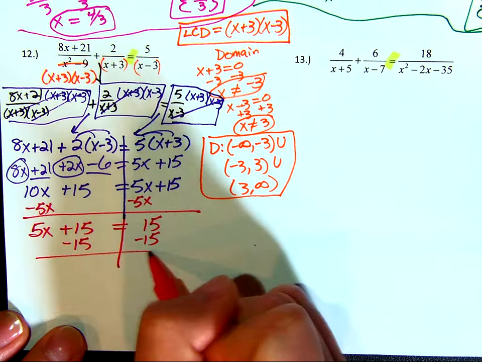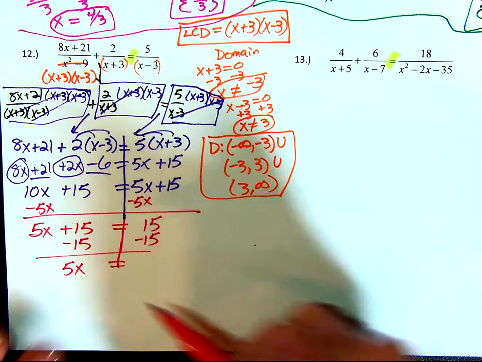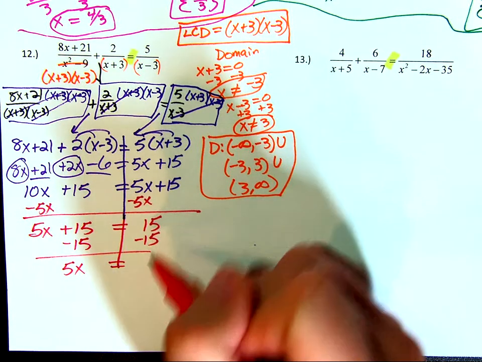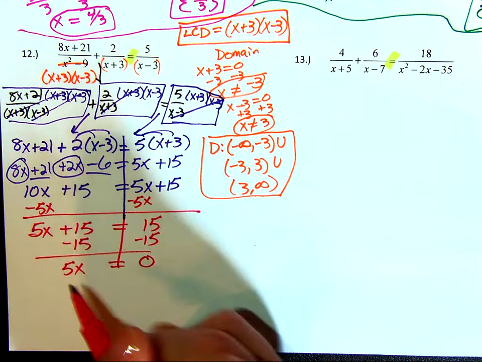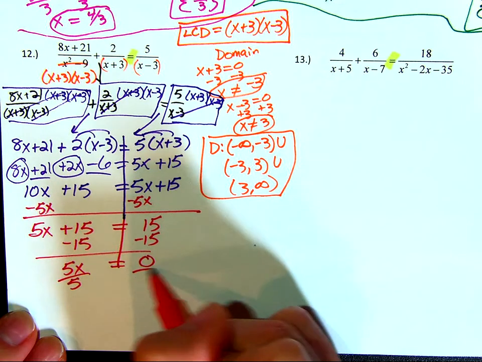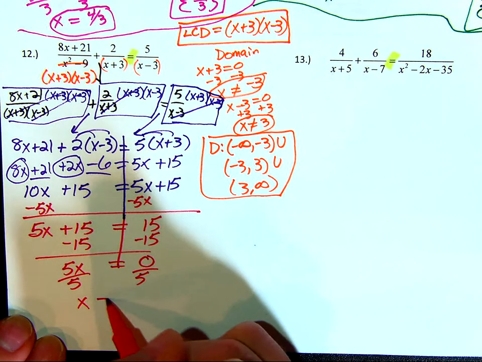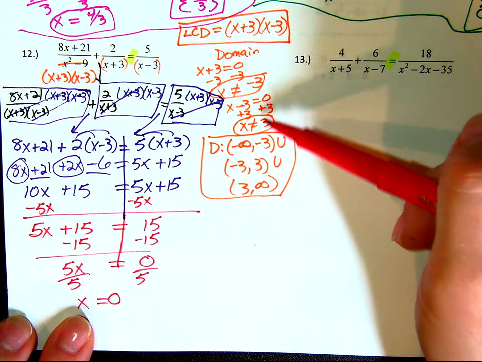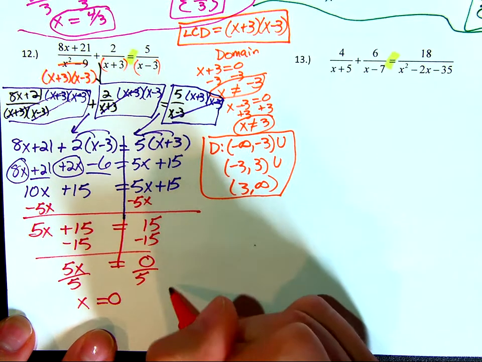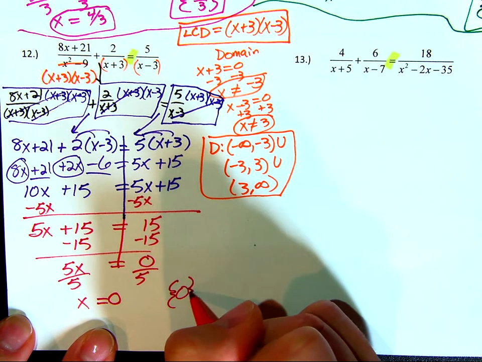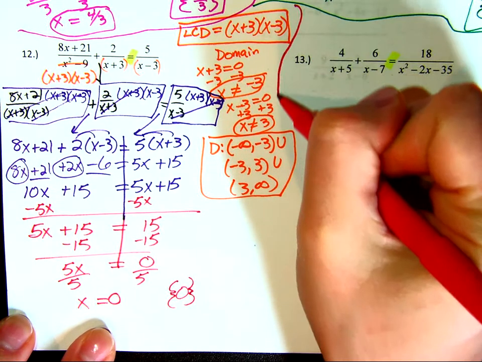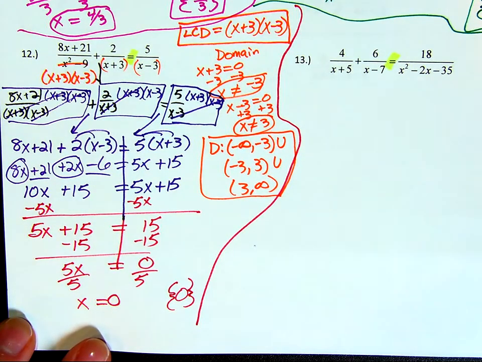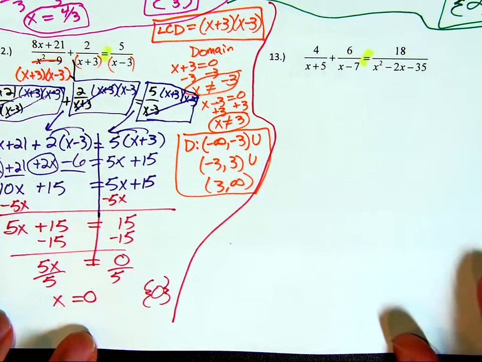5x equals, now a lot of times people will just say that there is no solution here, but 15 minus 15 is a number and it's 0, and then we can divide by 5 to get x alone, and 0 divided by 5 is 0. Now if we check our domain, the only two values that are not allowed are negative 3 and 3, so 0 is a perfectly acceptable answer for number 12.